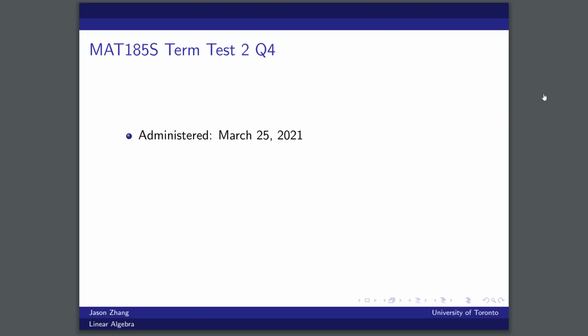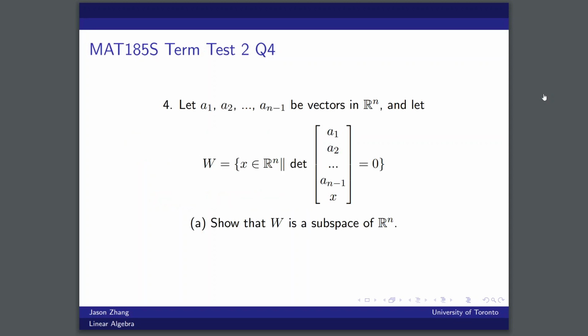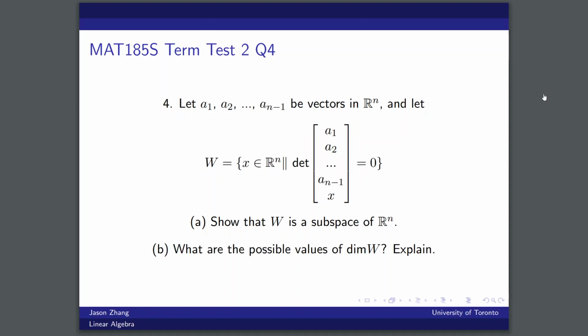So today I'll be going over one of the questions from term test 2, which I took on March 25th, 2021. This question covers the subspace test, dimension of a subspace, as well as properties of the determinant. So this is the question. It's relatively simple. It has two parts, A and B.